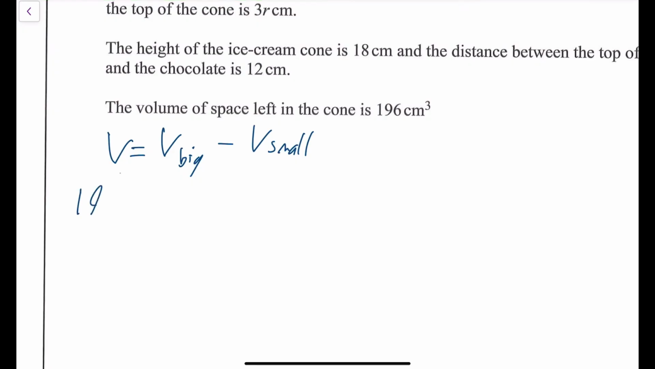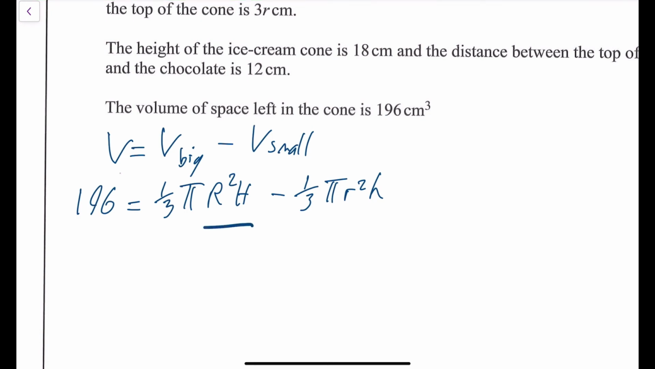So we know the volume of the space is 196. That's the volume of the big cone, so that's a third pi big R squared times big H, minus the volume of the small cone, which is a third pi times small r squared times small h. So that's clearly the big cone, where I've used capital letters, and the small cone, where I've used lowercase letters.